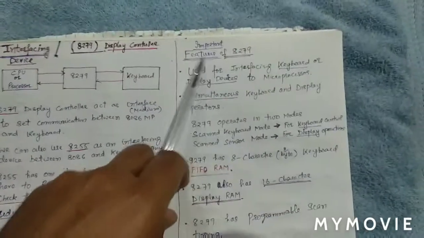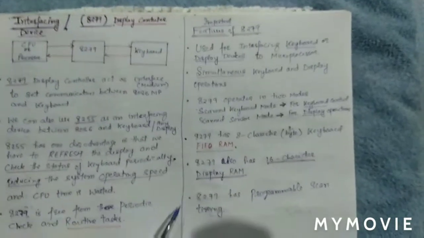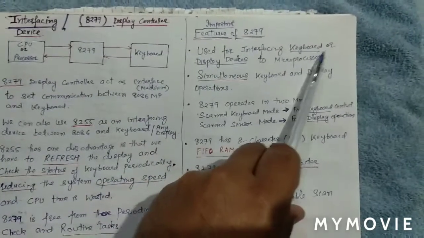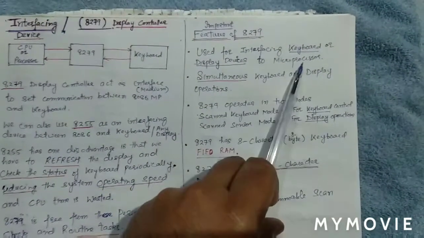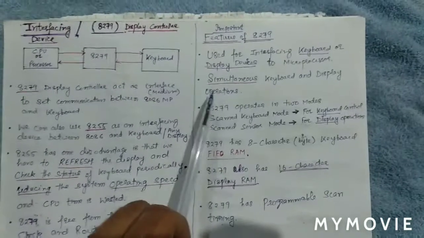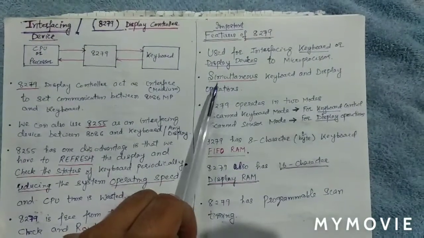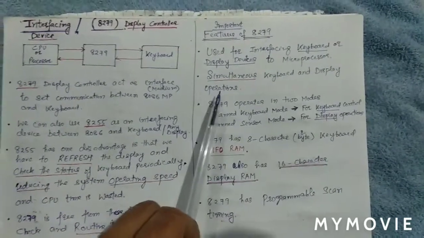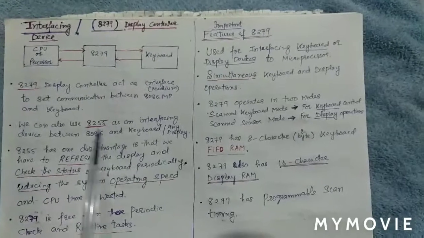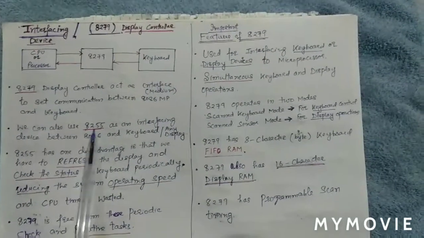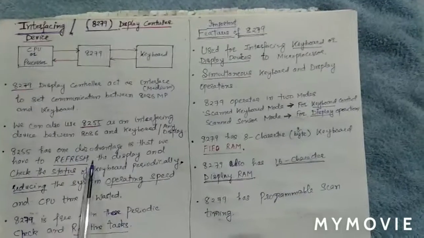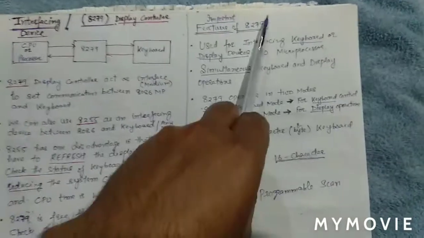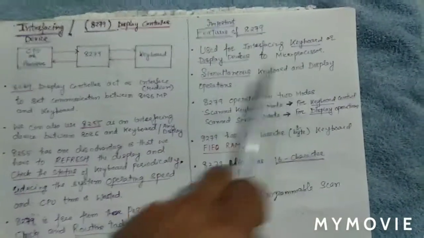Now the important features of 8279. 8279 is used for interfacing a keyboard or display device to a microprocessor, as we all know. 8279 also allows simultaneous keyboard and display operation. 8255 has another big disadvantage: it cannot allow two simultaneous operations, that is, keyboard operation and display operation, but 8279 allows these two operations simultaneously.